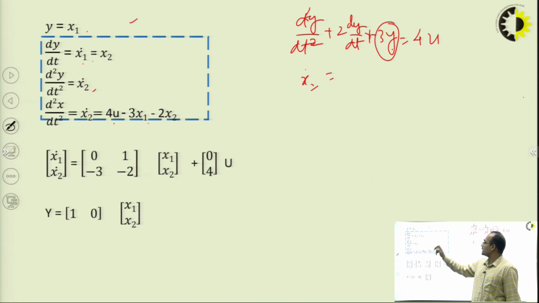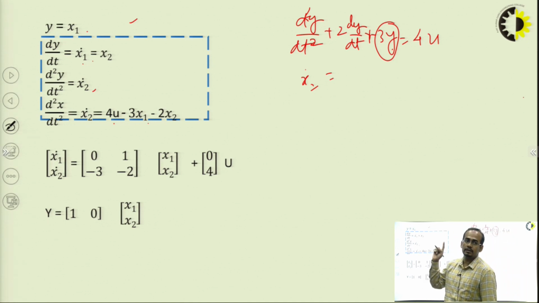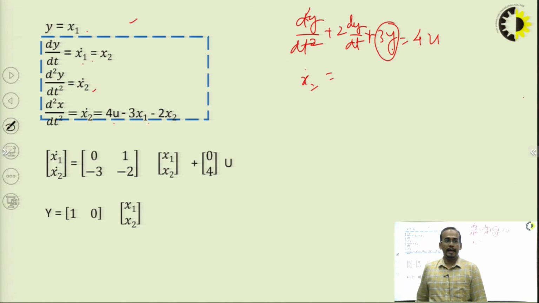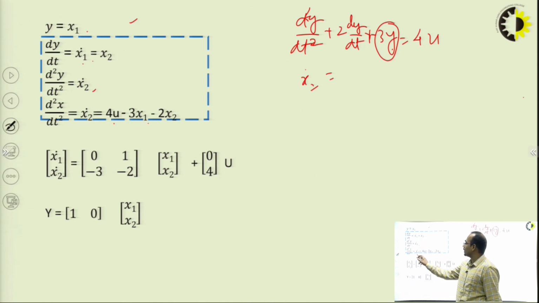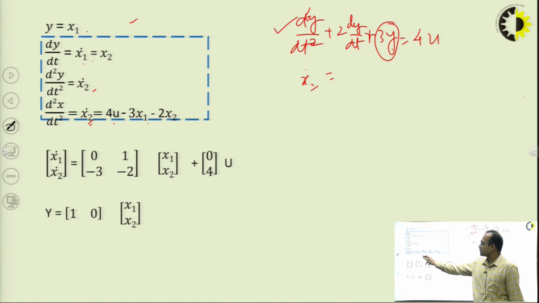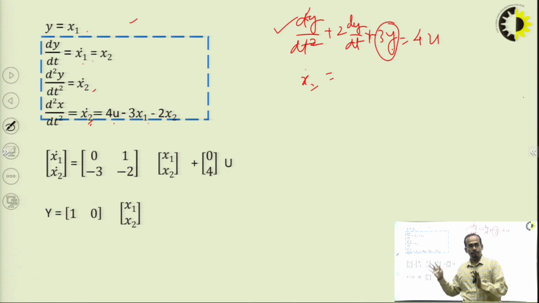dy by dt is nothing but x1 dot, and d square y by dt square is nothing but x2 dot. So you can write x2 dot is equal to 4u minus 3x1 minus 2x2 by putting dy by dt is equal to x1 dot and d square y by dt square is equal to x2 dot. By putting all these values in this equation, I get x2 dot is equal to 4u minus 3x1 minus 2x2.